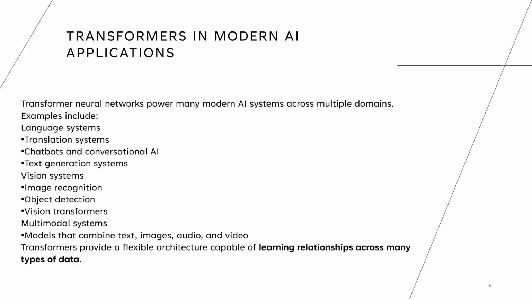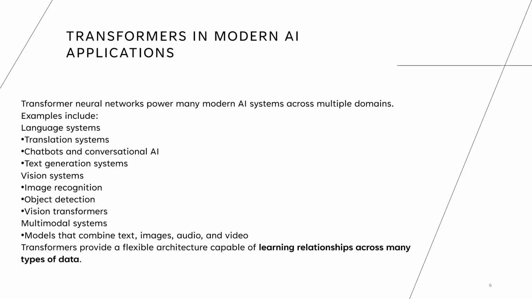But transformers are not limited to language. Researchers have also adapted this architecture for computer vision. Vision transformer models analyze images by learning relationships between different regions of the visual input, allowing them to recognize objects, patterns, and structures within images.